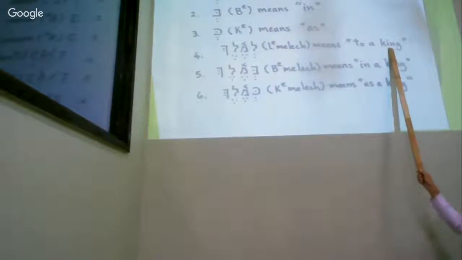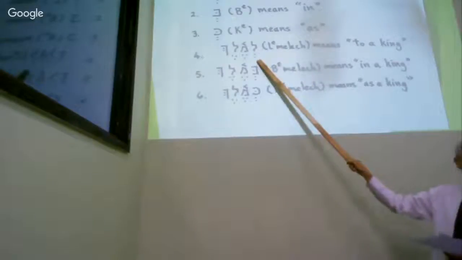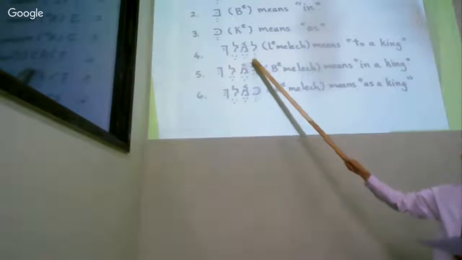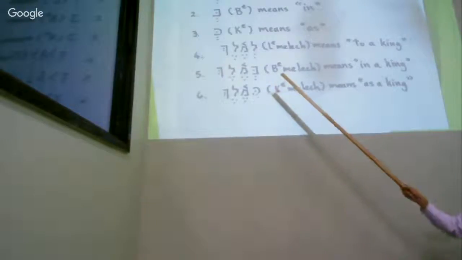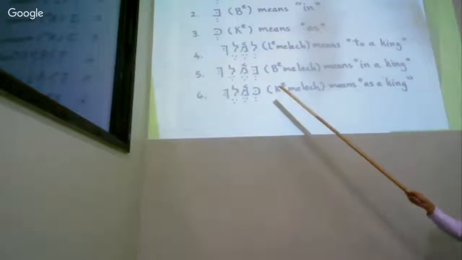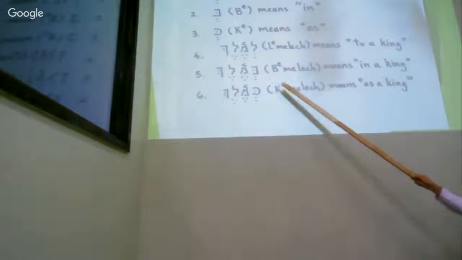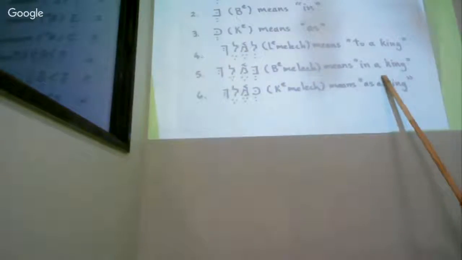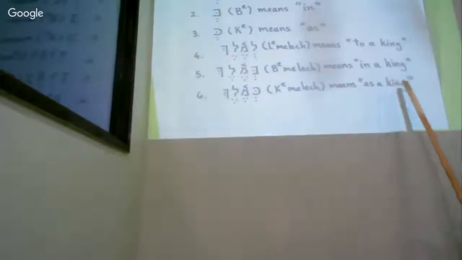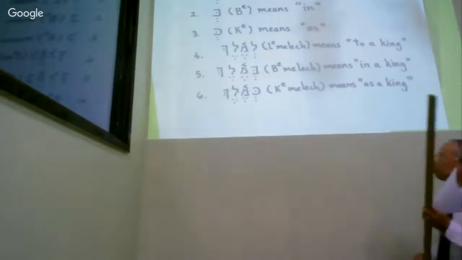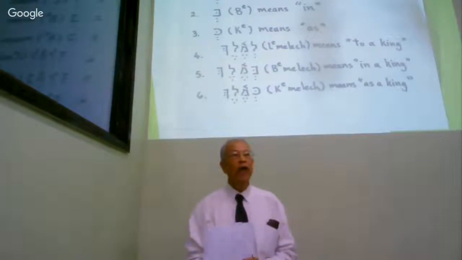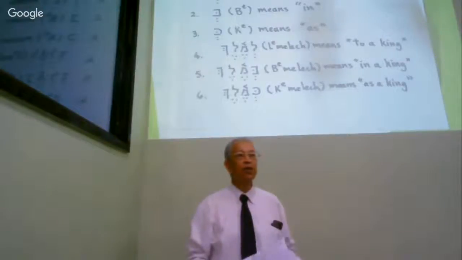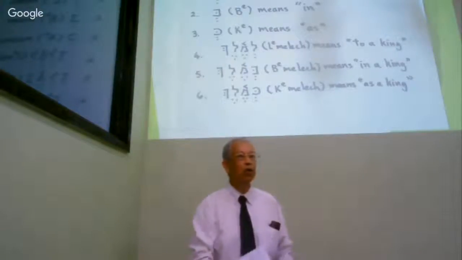means a king. Le is to, melech is a king. Le melech means to a king. I'm going to be sending this to your PowerPoint, to your emails also. Be melech means in a king. Ke melech means as a king. All right. Any question on any of these so far that is not clear to you?